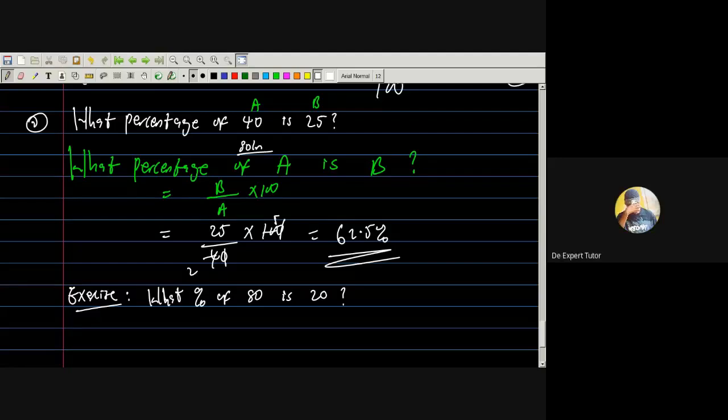So just assume this is your A. Assume this is your B. So the formula is B over A times 100. That's 20 over 80 times 100. Zero cancels zero, 2 into 2 is 1, 2 into 4 is... 4 into 100 is 25. So my answer is 25%. Correct.